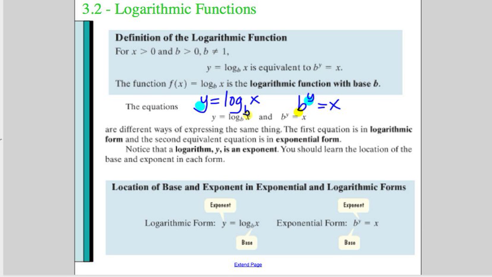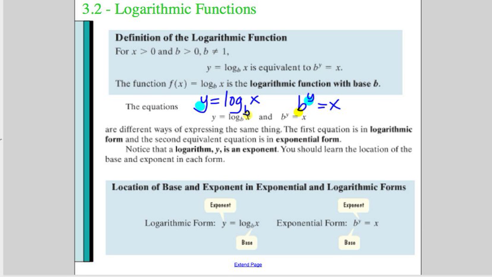So it's two ways to express the same thing, but what's really important is that you learn how to read logs. Listen carefully to how I read them and try to train yourself to read them in a similar fashion. Because if you can read them this way, then you'll have a better opportunity to memorize and understand how to operate with logarithms.